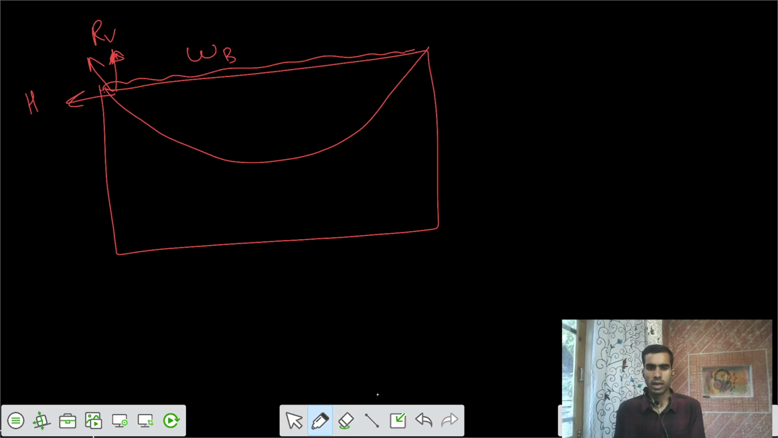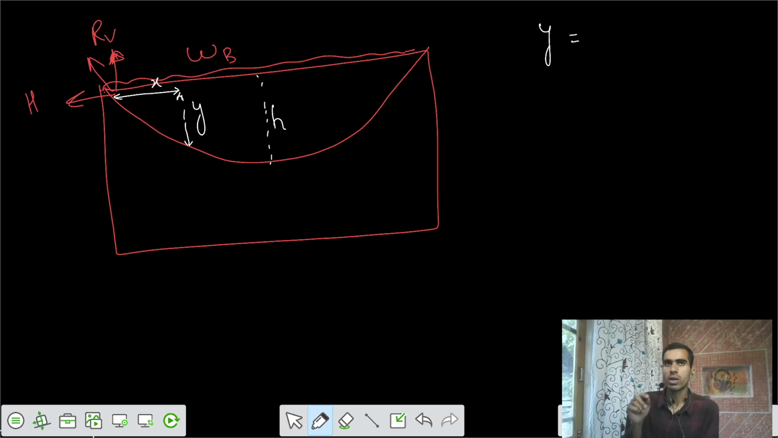And what we are going to do, we would say the eccentricity at the midspan is equal to H. Now we want to say that at a particular value of X, there is some value of Y, and I want to calculate the value of Y. What is the equation for that? What is the location of that cable when I am going from the origin to some value of X?